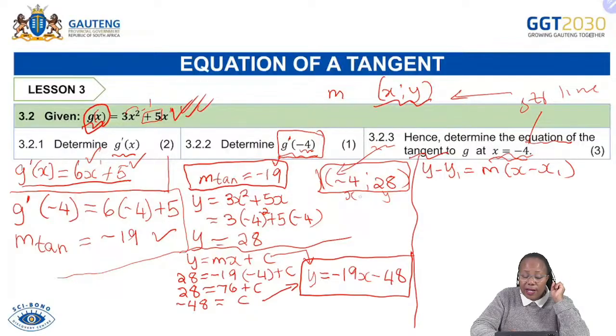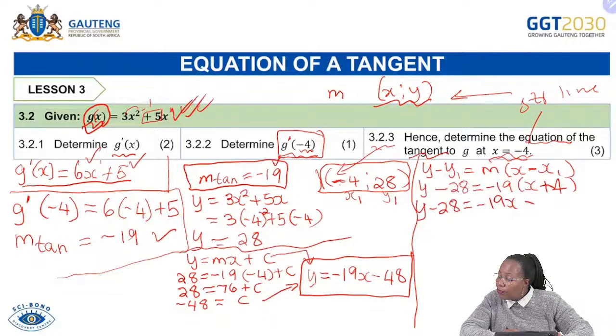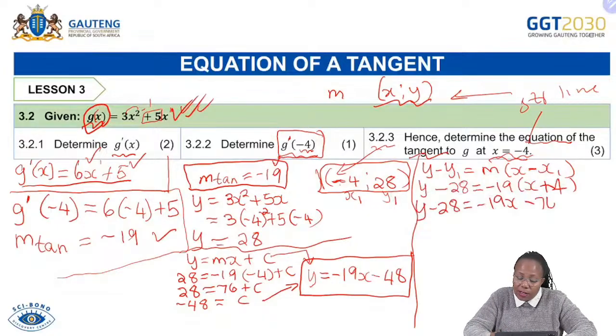And then with this learner now, we'll call this x1 and y1. Okay, and then this will be y minus y1 is 28, and the gradient is minus 19 into x minus x1, which is a negative 4. So this negative with that negative will form a positive 4. And then now we end up with y minus 28 equals minus 19x, minus 19 times 4, which is 76.